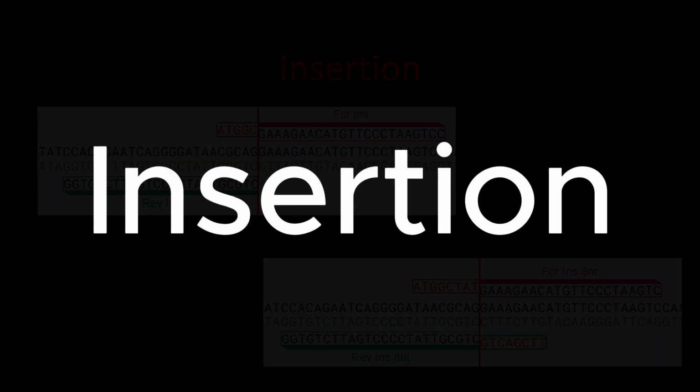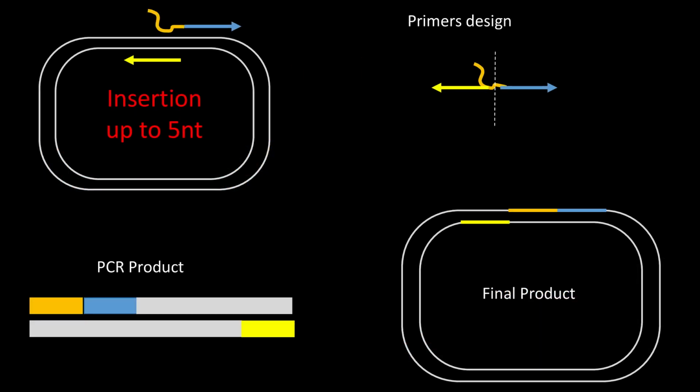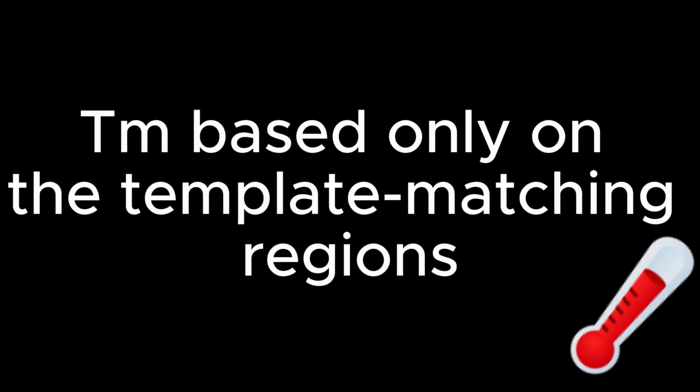Finally, insertion. This lets you add new sequences. For small additions up to 5 nucleotides, attach the new sequence as a 5' overhang on one primer. For inserts over 6 nucleotides, split the sequence between both primers as overhangs. As with substitutions, calculate your TM based only on the template matching regions.